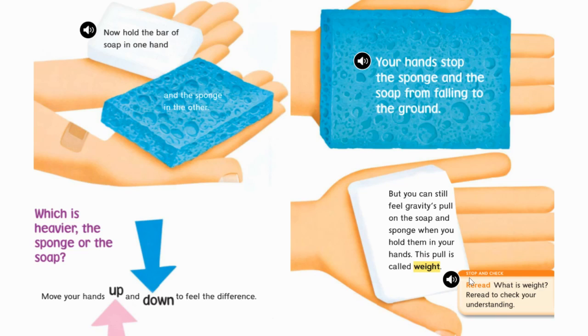Second graders, I'm noticing that these past few pages have still been about gravity. We're still learning all about gravity. We've learned that weight is gravity's pull. So keep this in mind as we're thinking about the author's purpose.